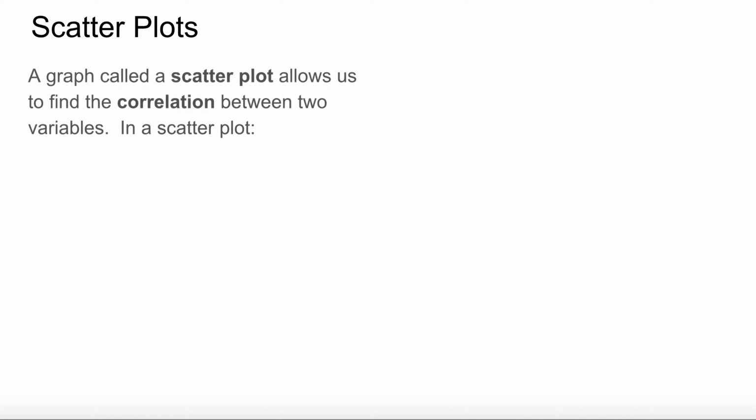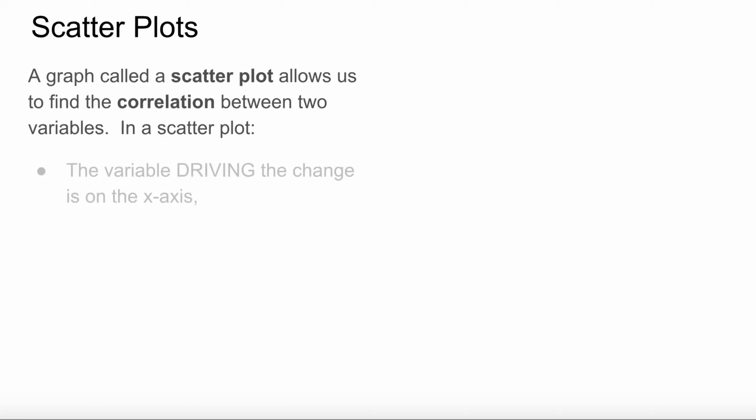Well, here's the tool I have for you. It is called a scatter plot. This is a new type of graph, and it allows us to find the correlation between two variables. Look at this word correlation. You should see in it co-relation. So a relationship between two variables.